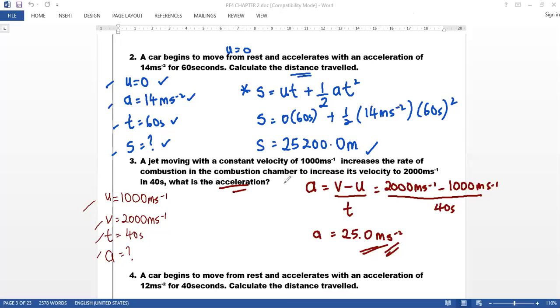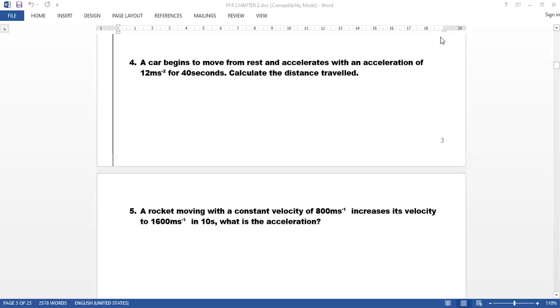The answer for this question is 25 meter per second square because this is acceleration. Acceleration, the SI unit must be meter per second square. All right, done. Okay, see here, it's a direct question.